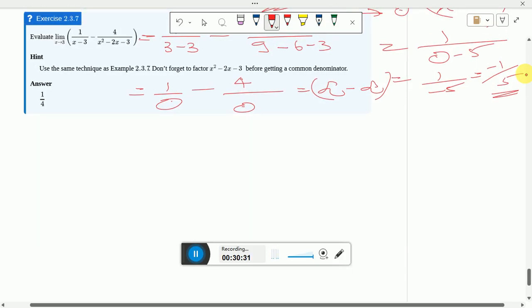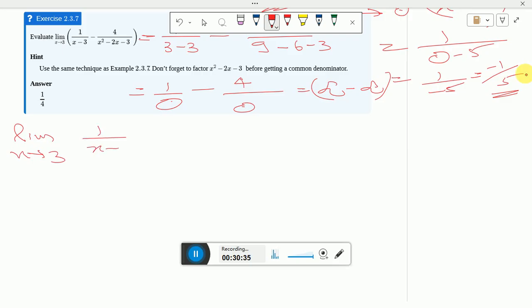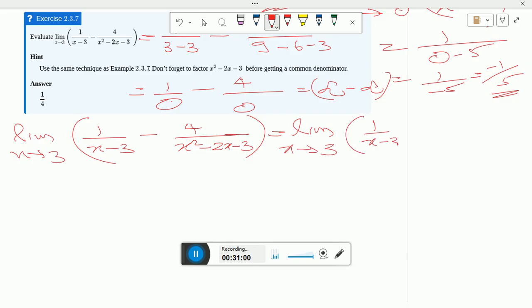The first thing you need to do: limit x approaches 3, 1 over x minus 3 minus 4 over x squared minus 2x minus 3. Now if you look at these, even if you take the LCM you have trouble. So before you apply the LCM for this type of question, look at this portion: limit x approaches 3, 1 over x minus 3. First, you can apply factorization.